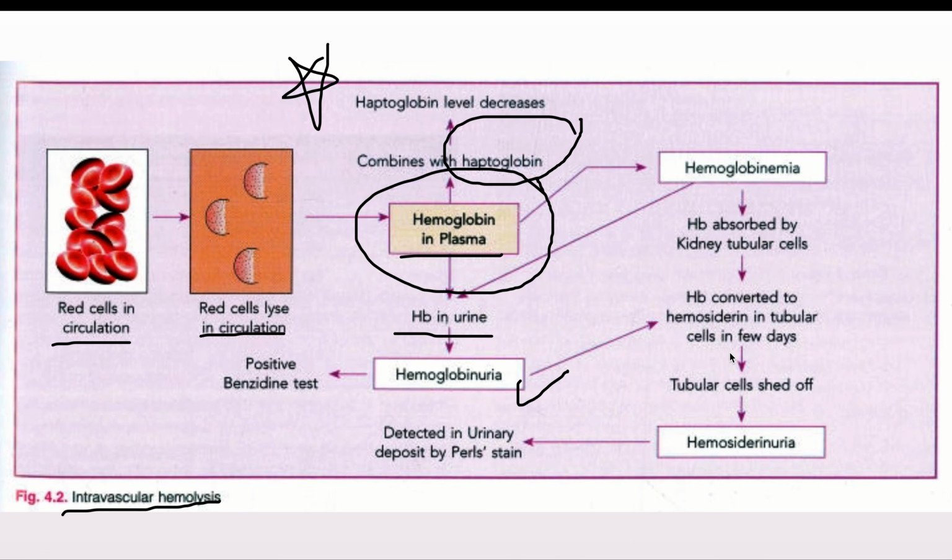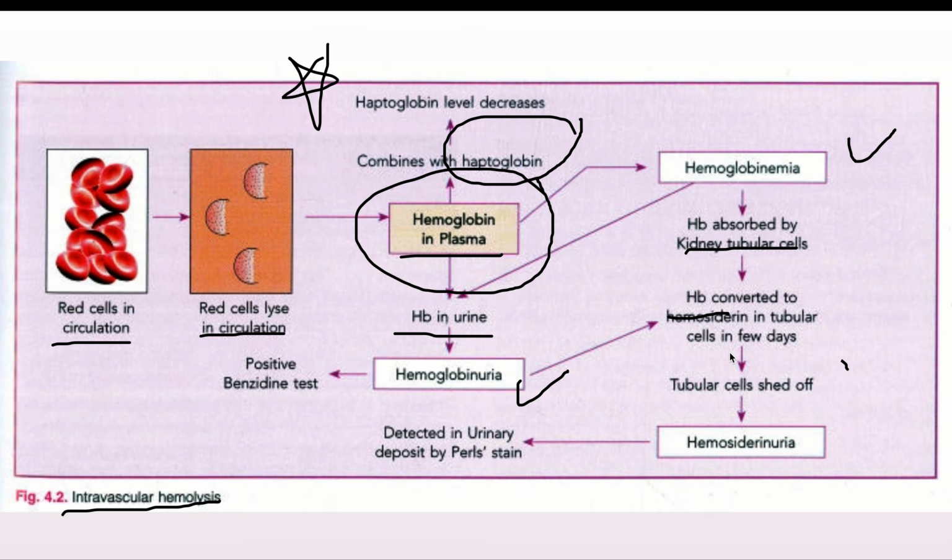One more thing, hemoglobin itself, which is present in the plasma, is known as hemoglobinemia. Now this will again go to the kidneys, and some amount of the hemoglobin will be absorbed by the kidney tubular cells. Now in the tubular cells, because the hemoglobin is long-standingly present over there, it will convert itself into hemosiderin.